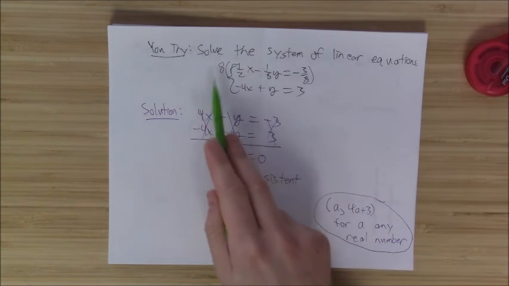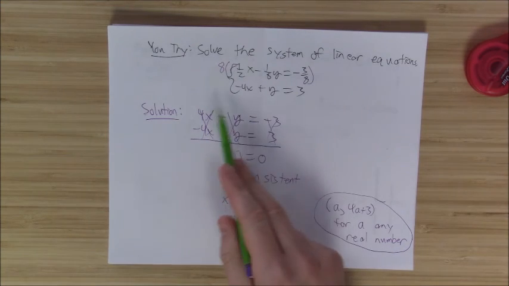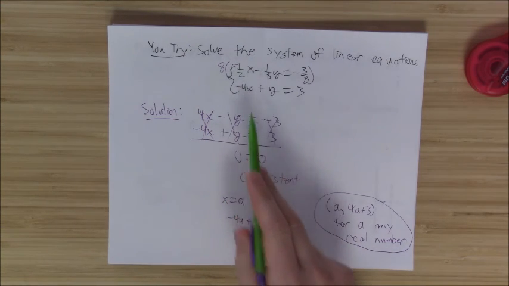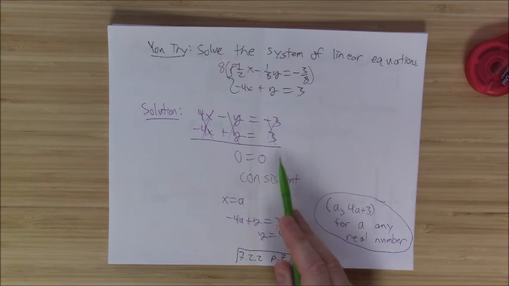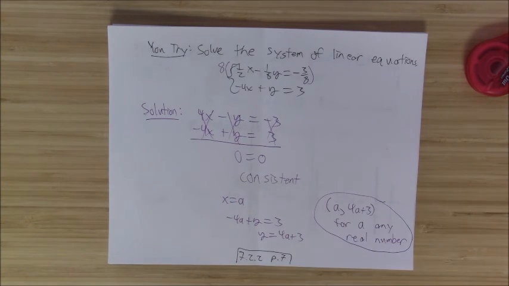So here you go. If we multiply the first equation by 8 and then add the equations to eliminate the x's, we also eliminate the y's, and we also eliminate the constants, giving us 0 equals 0. So this is a consistent system. However, it's the same line, so this is the infinitely many case. So we let x equal a. That means using the second equation, negative 4a plus y equals 3. Solving out, we get y equals 4a plus 3. So a comma 4a plus 3, for a any real number, is going to be our infinite number of solutions.